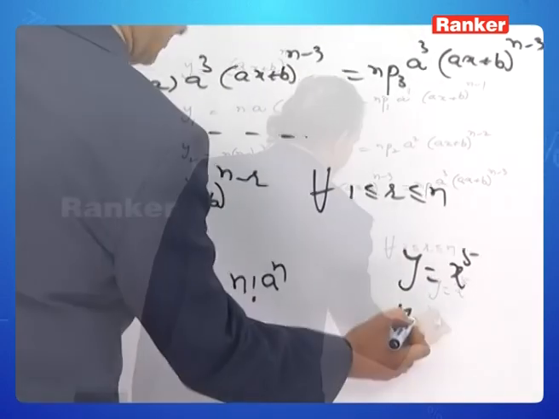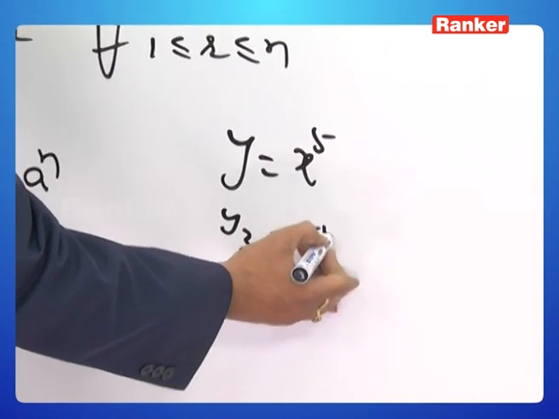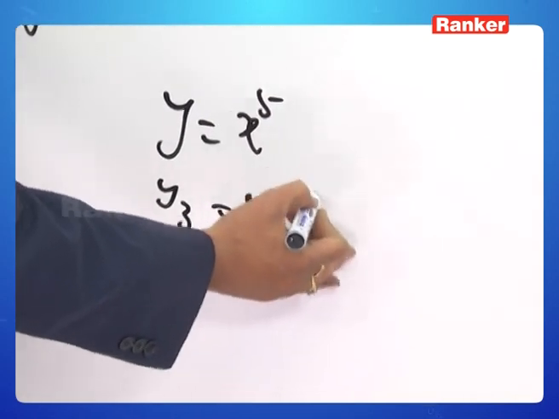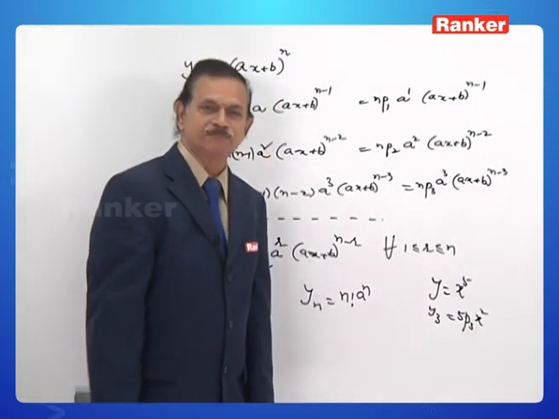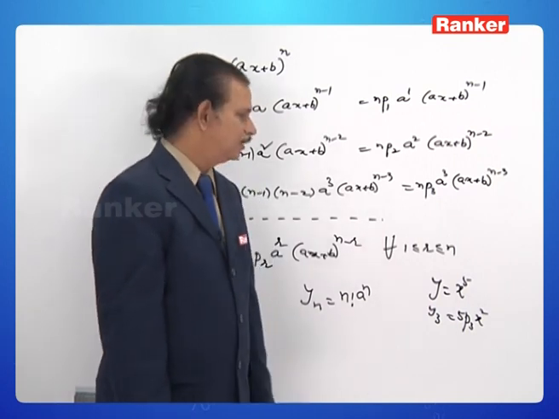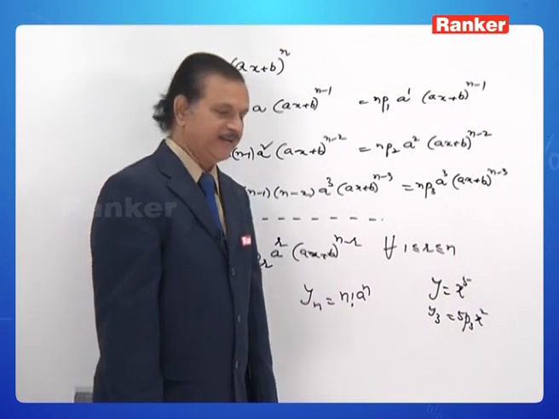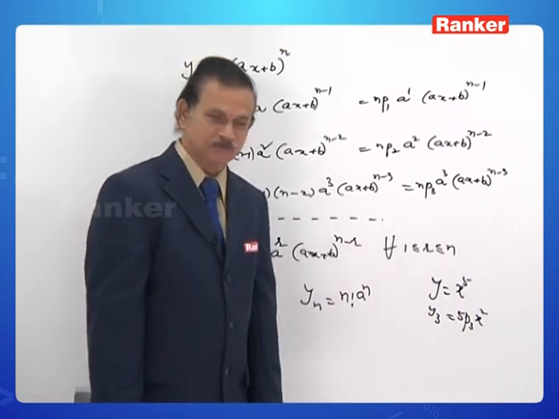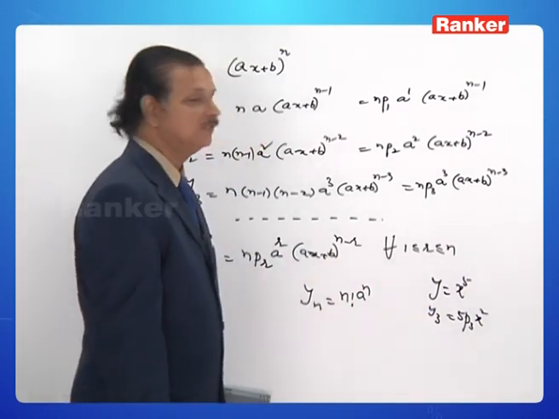Well, I like to have y3. What is that? nP3, 5P3 into x to the power 5 minus 3, that is 2. What is 5P3? 5 into 4 into 3, that is 20 into 3, 60 x square. Isn't it? First derivative is 5x to the power 4. Next is 20x cube. Next is 60x square. Correct. So 5P3 into x square.